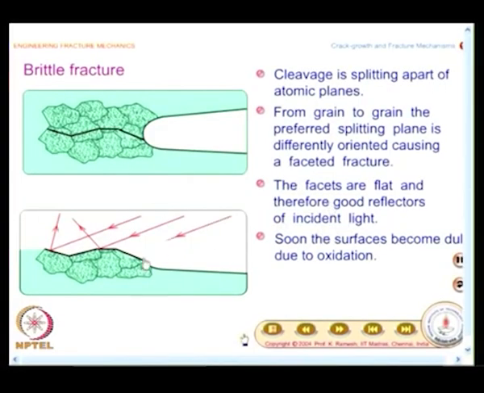Though the surfaces initially are shiny, in the case of metals, the surfaces become dull due to oxidation. So, what you find here is the crack advances grain by grain and the weak planes are different. So, you find a faceted type of crack. That is a characteristic of it, and because it moves grain by grain, the process is very fast.